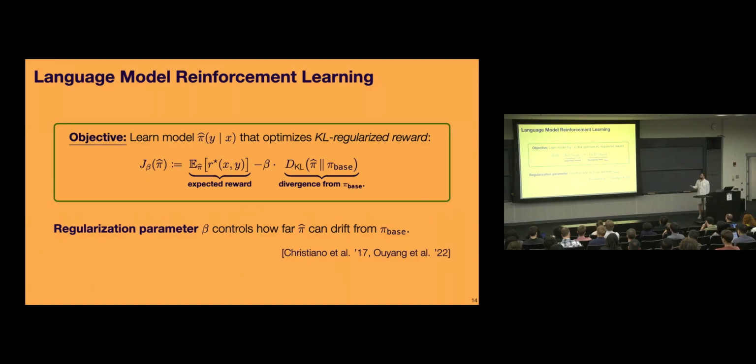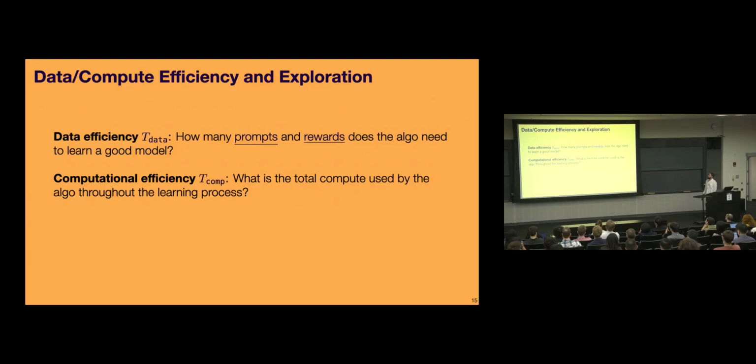The last thing to mention is, when we talk about what makes a post-training algorithm good or bad, there's two different desiderata we can look at. One is data efficiency, which is just asking how many prompts the algorithm needs, and how many times it needs to query the verifier or get a reward to learn a good model or policy. Second desiderata is the total compute used by the algorithm throughout the learning process. This is always at least as large as the amount of data, because we need to touch every data point at least once.